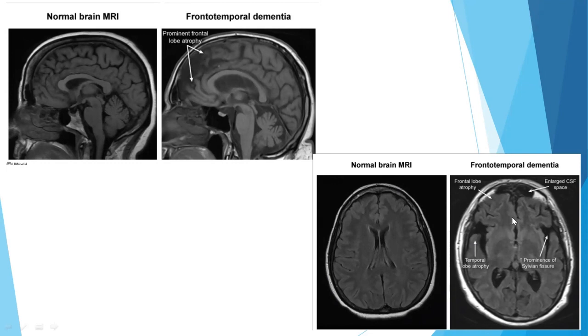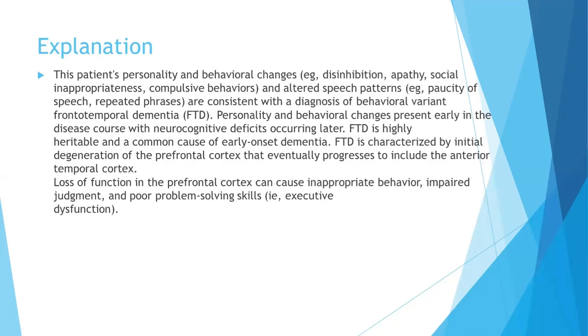The frontal lobe centrally decides our behavior and cognition, our behavior towards people, our personality. So if the frontal lobe is involved, then the patient will have behavioral changes, like in frontotemporal dementia. So this patient's personality and behavioral changes, for example disinhibition, apathy, social inappropriateness, compulsive behaviors, and altered speech patterns, are consistent with the diagnosis of behavioral variant frontotemporal dementia. Personality and behavioral changes present early in the course, with neurocognitive deficits occurring later.